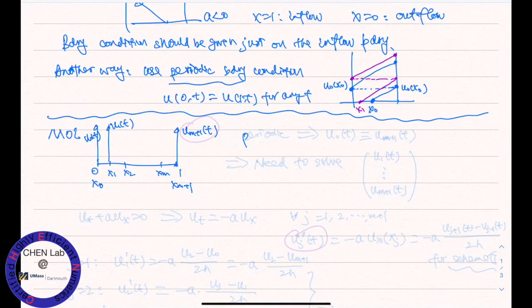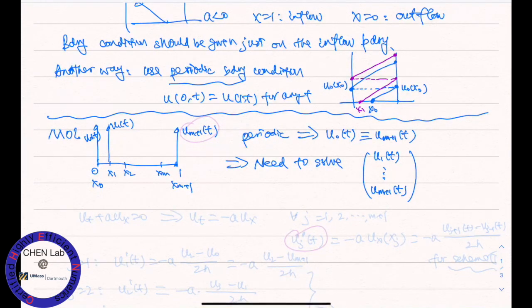All right. So what we just talked about is a periodic boundary condition. Basically it means that you are going to glue the two endpoints, which is u0(t) is always equal to u_{m+1}(t). These two functions are the same for all the t. The left boundary and the right boundary are the same. So which means that you don't need to solve both of them. You only need to solve your u1(t) all the way to u_{m+1}(t), right?